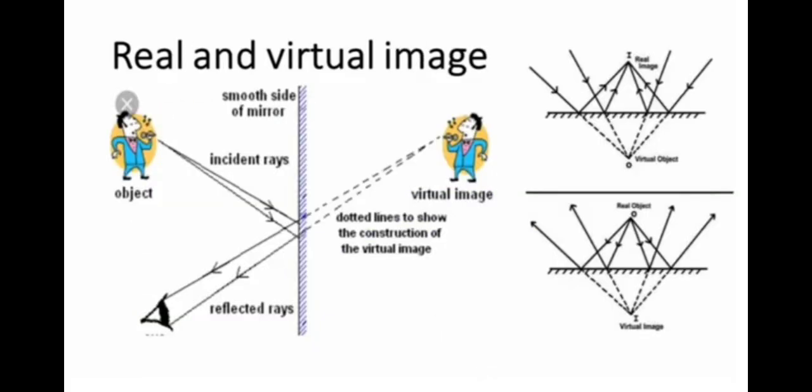What are real and virtual images? If the light rays coming from an object actually meet after reflection, the image formed will be a real image, and it is always inverted. A real image can be produced on a screen. When the light rays coming from an object do not actually meet but appear to meet when produced backwards, the image will be a virtual image. The virtual image is always erect and cannot be caught on a screen.